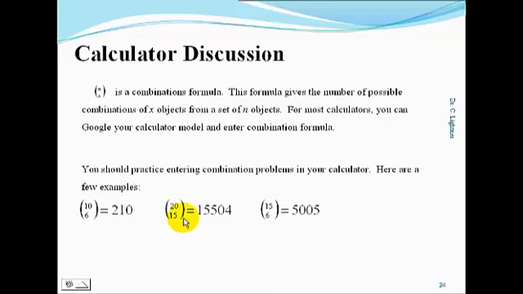Again, you should practice with another example. If you have 20 items and you want subgroups of size 15, you should enter the combination formula into your calculator to determine the number of subgroups of size 15 that can be obtained from 20 items. Your calculator should give you 15,504. You should also try this with the last example on this slide.